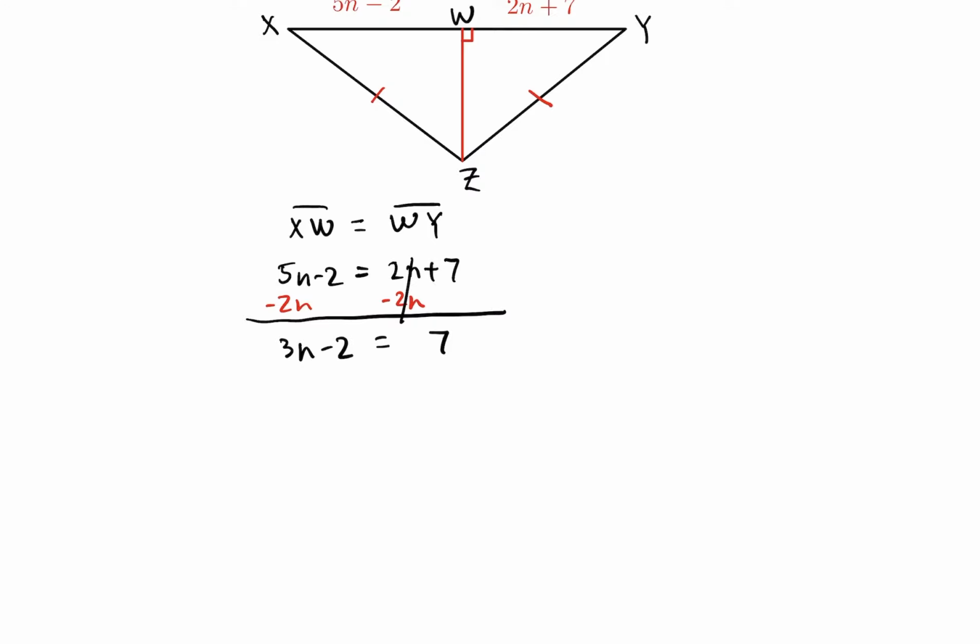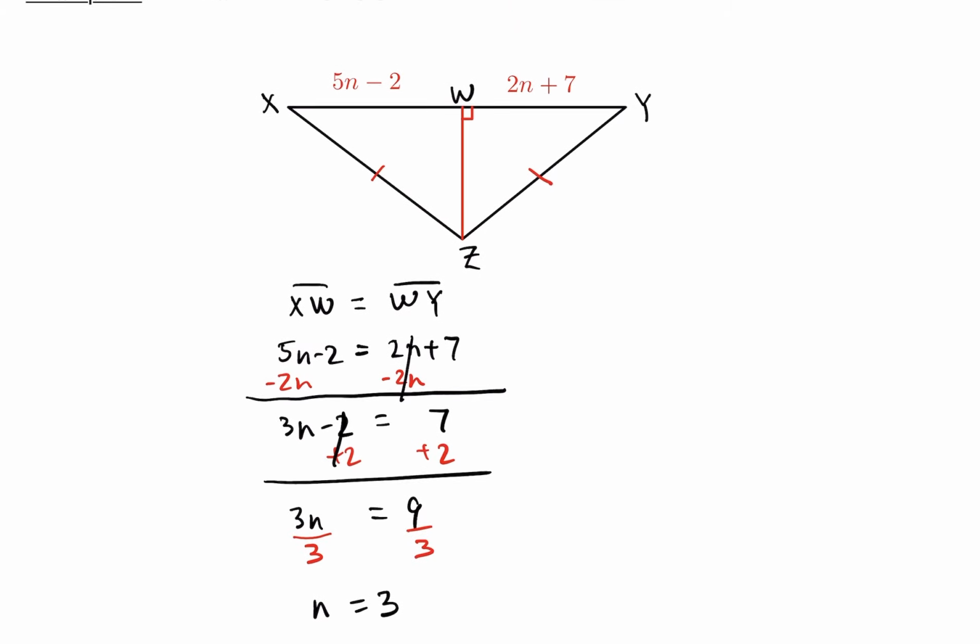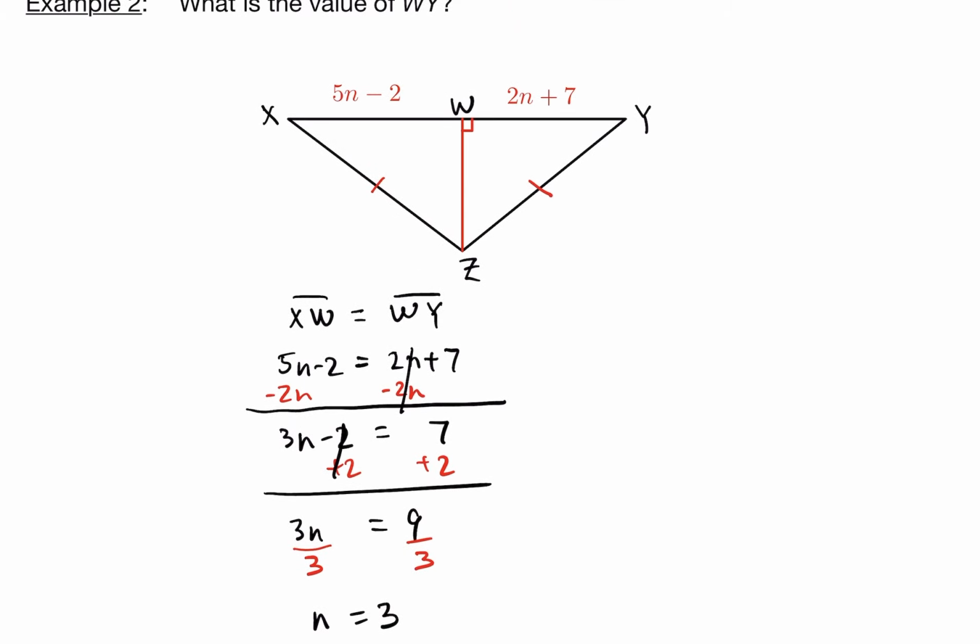Now we want to move this negative 2 to the other side of the equation, and we do that by adding 2 to both sides. And when we do, these cancel out, and we're left with 3n is equal to 9. And then we want to isolate n by dividing 3 on both sides. And now we're left with n is equal to 3. Okay? Now again, we are not finished with this problem because we want to find the value of WY.